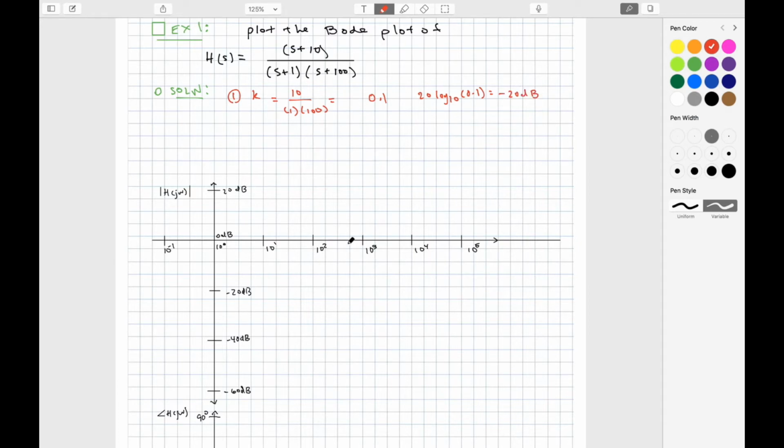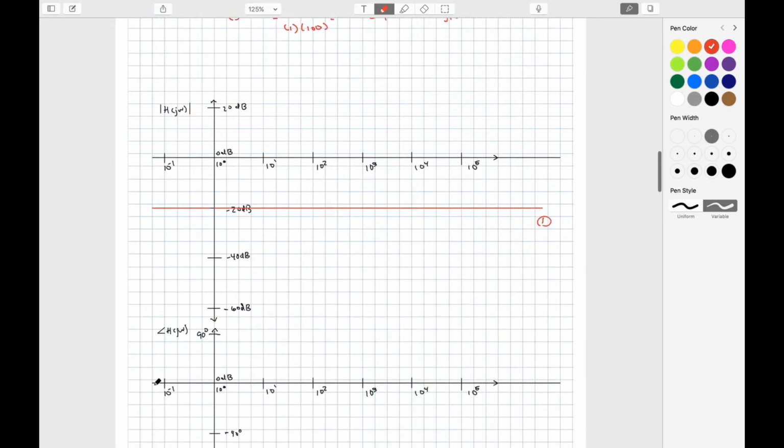20 dB. So to plot this on my figure, what I'm going to do is I'm going to go to negative 20 dB, and I'm going to draw a line. All right, and I'm going to write a 1 here so that I know this is where the contribution comes from. I also know that it adds absolutely nothing to the phase, so I can draw that over the axis there.